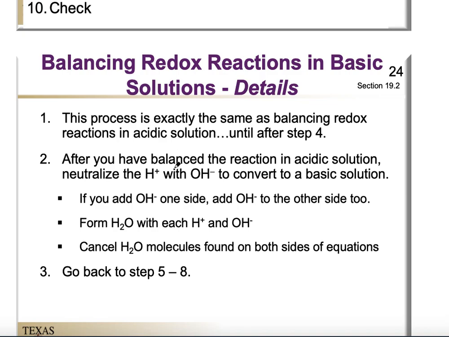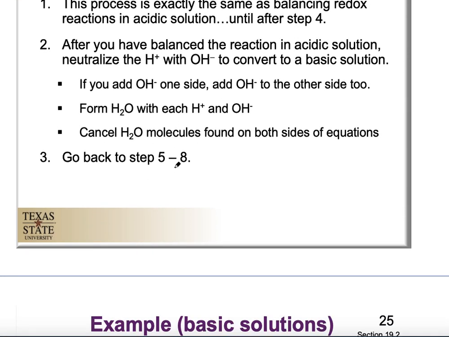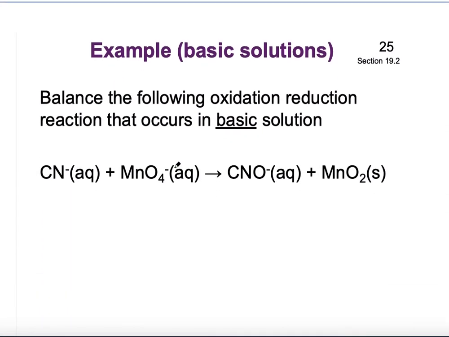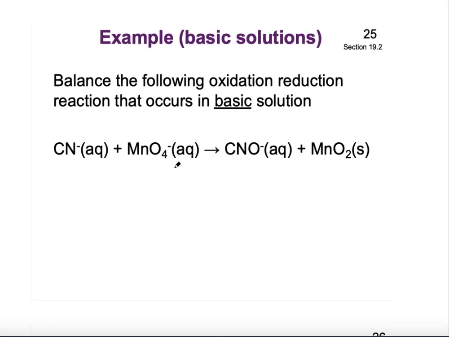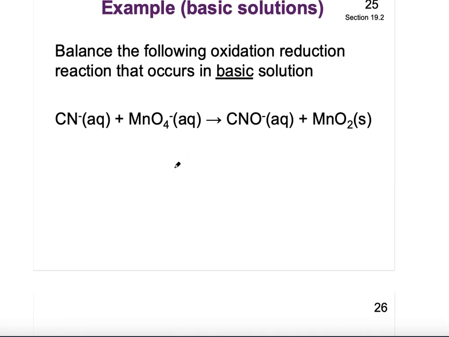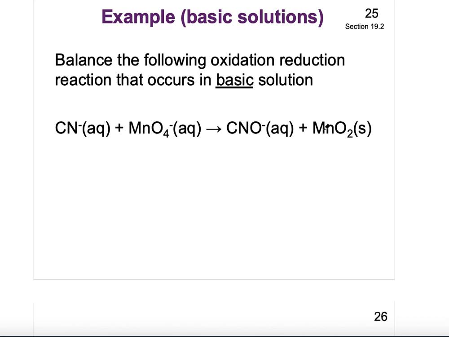Again, I leave you here more details in case that it helps, but we'll go ahead and get started on a problem. So balance the following oxidation reduction reaction that occurs under basic conditions. All right, so step number 1 is that we are going to separate this into two half reactions. And again, you can just kind of look at the elements. We have C and N, carbon and nitrogen, that's one equation. The other equation has the manganese and manganese.